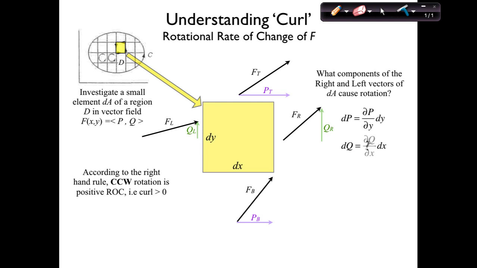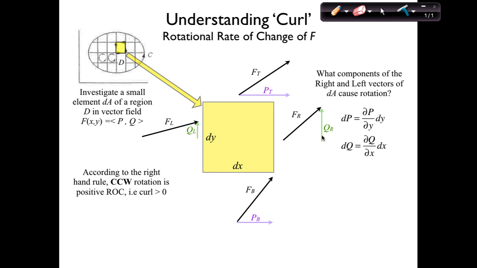And now what about this? For a positive change in q, does that make a positive curl or a negative curl? So I'm showing a positive change in q, right? This is bigger than this. Is that going to cause counterclockwise or clockwise rotation? Counterclockwise. So it's going to cause counterclockwise rotation. So a positive change in q is going to correspond with a positive curl.